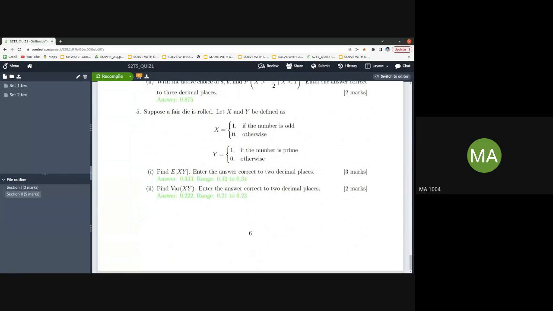Suppose a fair die is rolled, and x and y are defined as follows. For this problem, you have to draw the joint PMF table first of all. From there you can get the answer, or else you just write the table. What is given? X takes value 1 if the number is odd, and x takes value 0 otherwise. And y takes value 1 if the number is prime, and y takes value 0 otherwise.